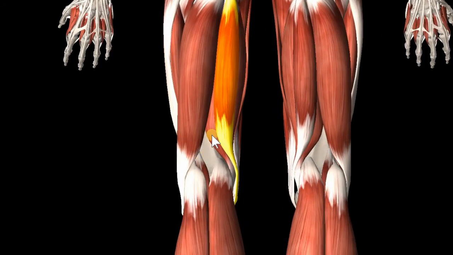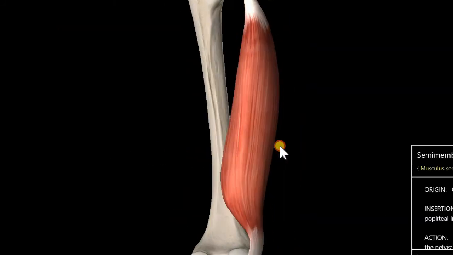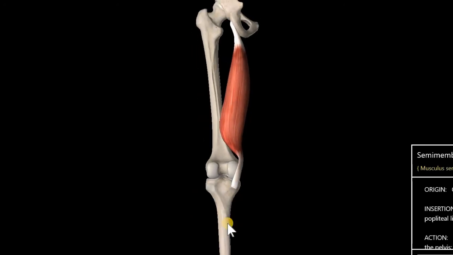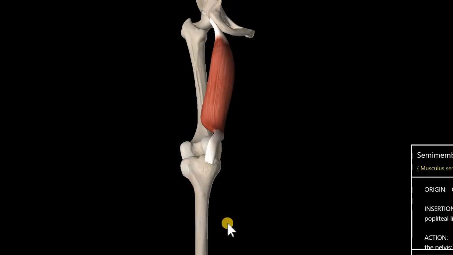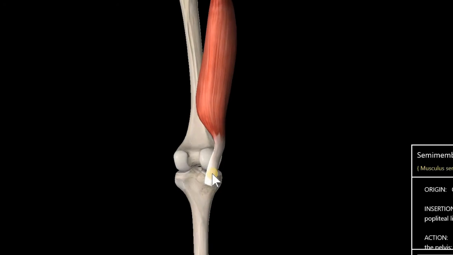Underneath it you have the semimembranosus. This is a posterior view. It has its origin on the ischial tuberosity and then its insertion on the tibial condyle, so the posterior aspect of the tibia. So the medial tibial condyle is its insertion. Action is extension at the hip because it does cross two joints, and the other action is flexion at the knee, and it will help with internal rotation.